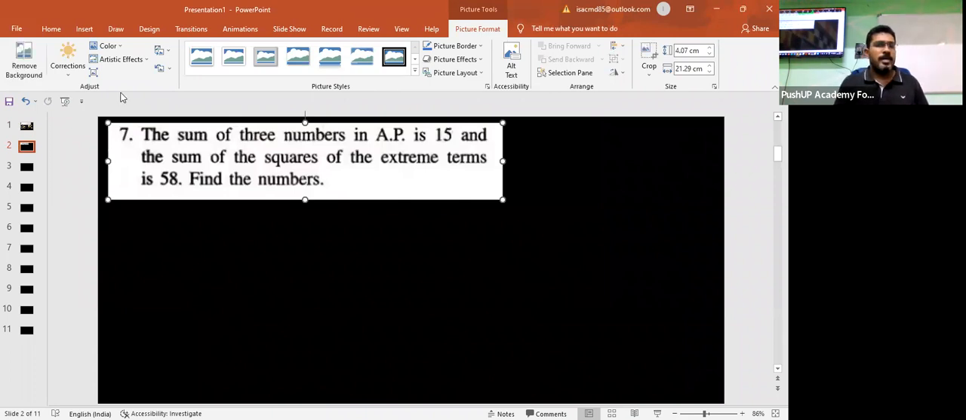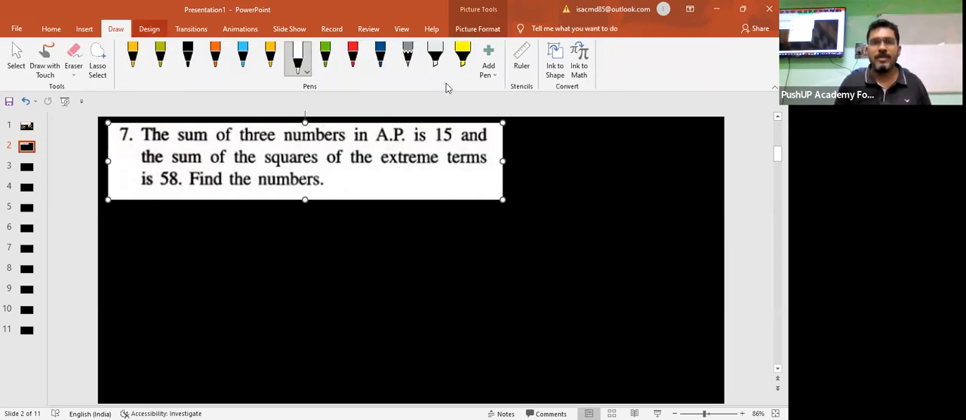And the sum of the squares of the extreme terms is 58. They're giving a lot of importance to sums based on three terms. In the exam also, if it comes, it will be based on three terms. Anyways, this sum is also based on the new pattern of AP, because neither the first term is given to you nor the common difference.